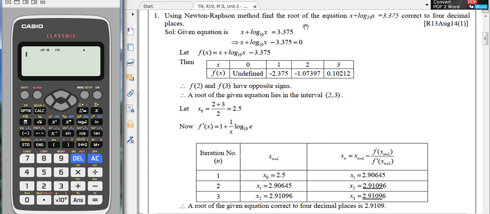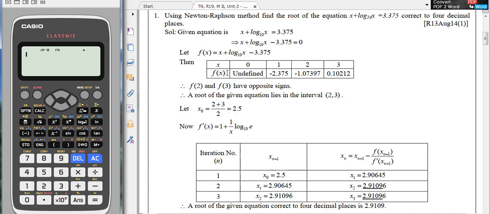Now I shall explain a solved problem on the Newton-Raphson method. Here is the problem. Using the Newton-Raphson method, find the root of the equation x plus log x to the base 10 equal to 3.375 corrected to 4 decimal places. Here the given equation is copied and then the right hand side is made 0 to get it in the form f(x) equal to 0, so that the left hand side expression provides f of x, which is x plus log x to the base 10 minus 3.375. And then to have the initial approximation to initiate the process, we need to identify an interval in which a root of the equation lies.